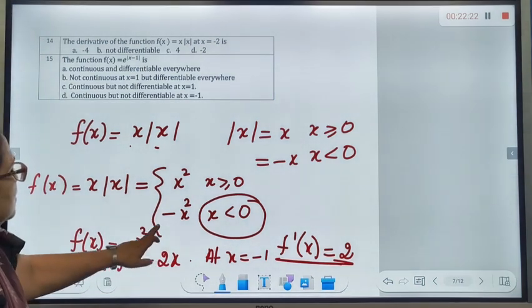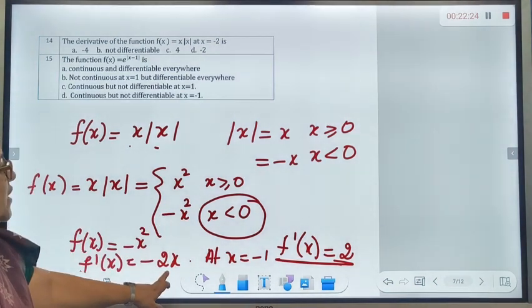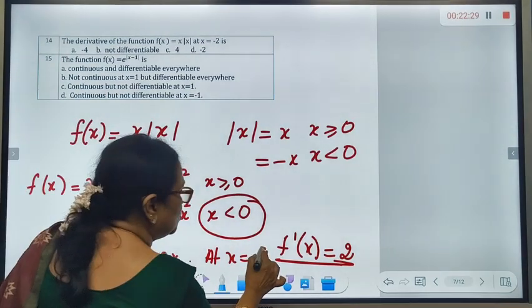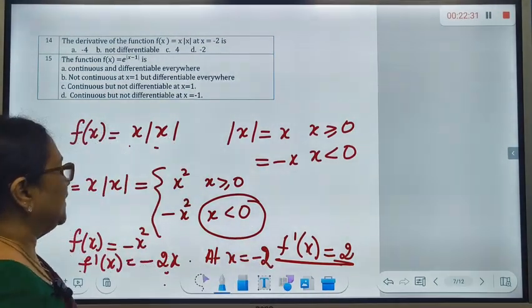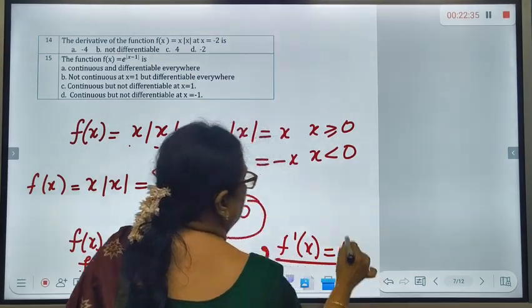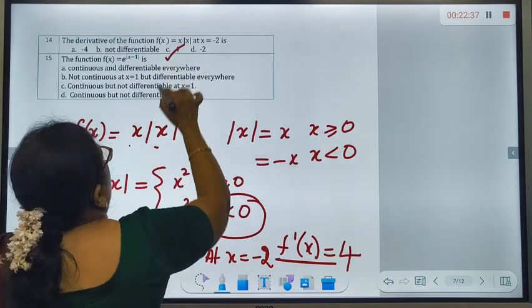See, it is minus, if I differentiate, I get minus 2x. We want to find the derivative at x equal to minus 2, sorry. Then I will get minus 2 into minus 2, which is plus 4. So the answer is 4.